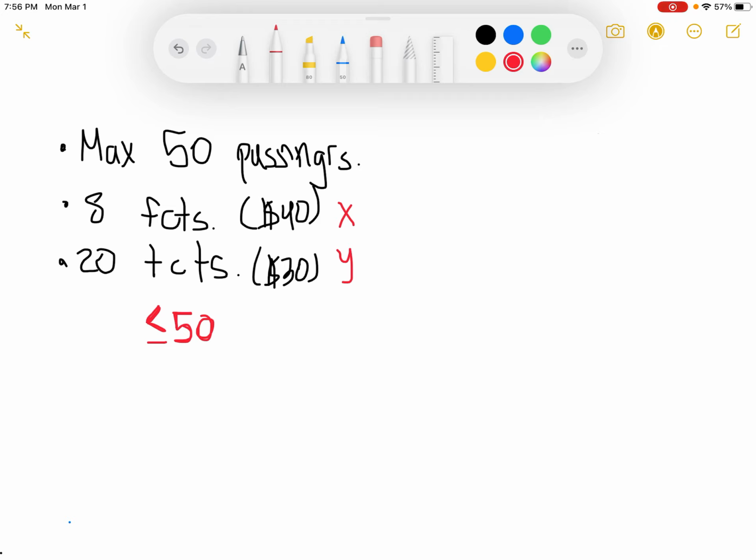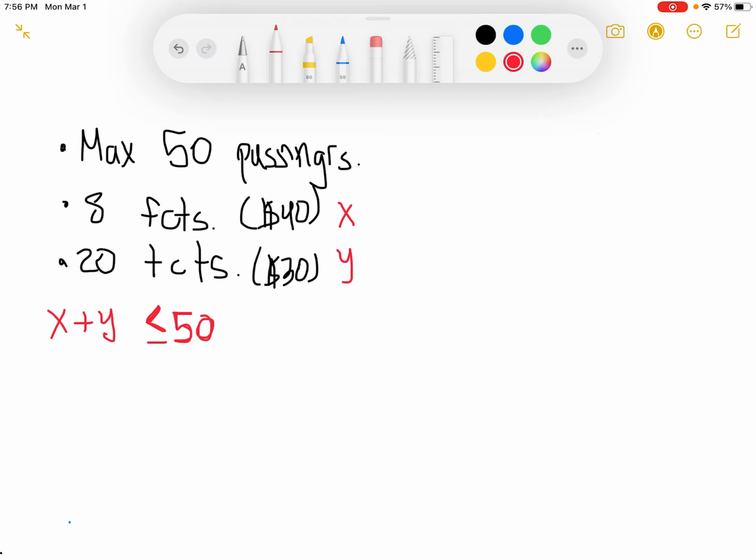Sorry about that. So if we know that there's a ticket for each passenger, then that means that all of the tickets will be less than or equal to 50. Well, we don't know how many tickets there's going to be, so we just have to say X plus Y, because those are the 2 possible kinds or variables of tickets that there could be. So we know that X plus Y is less than or equal to 50. So there you go. That's our first constraint.